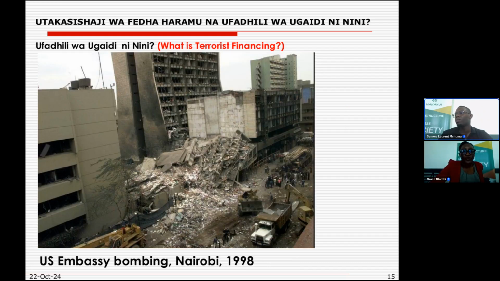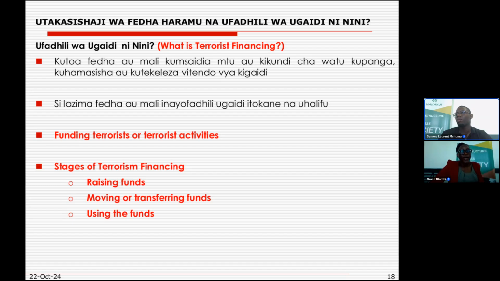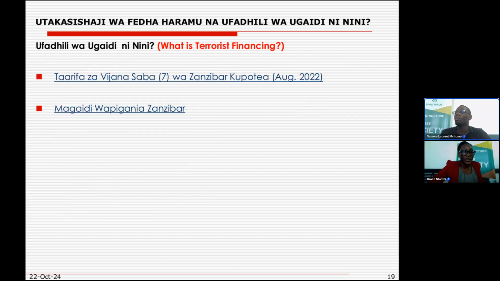So, more on terrorist financing, we have examples of the bombings in the US. We have what had happened in Tanzania, in Dar es Salaam, in 2021. Terrorist financing is funding terrorists or terrorist activities. That is also a serious crime. It has no bail, by the way, in Tanzania. And you have raising funds, moving or transferring funds, and using the funds. So that is a crime. We'll go very fast with it.